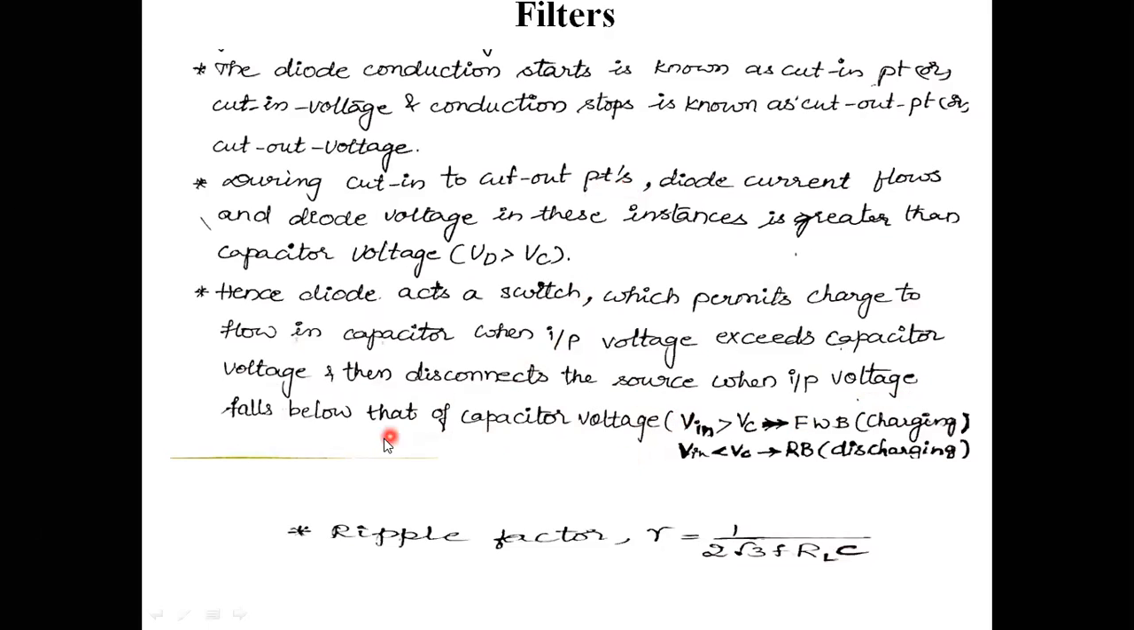When Vin is greater than Vc, then diode is in forward bias condition. Then we can call this condition as charging of the capacitor will take place. And Vin less than Vc, then diode is in reverse bias condition. Then we can consider that capacitor is in discharging process. We can consider the time period as discharging time, whereas in the forward bias condition we can consider the time period as charging time.